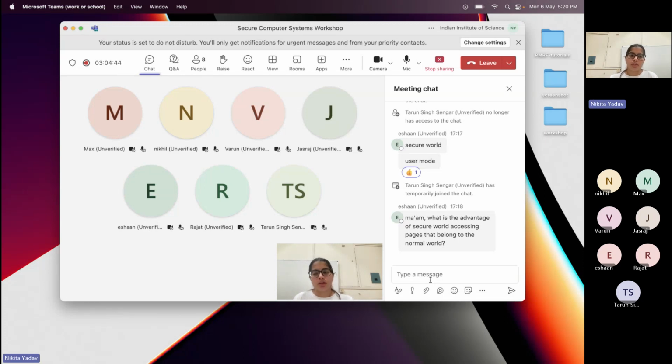One is that if the secure world is able to access the normal world memory, it can check what is stored in the memory and try to find if there are any viruses or anything. Another is that if it wants to read some data, it can go and directly read it without the need of it being passed from the normal world to the secure world.